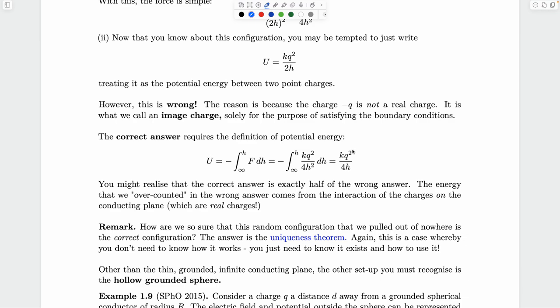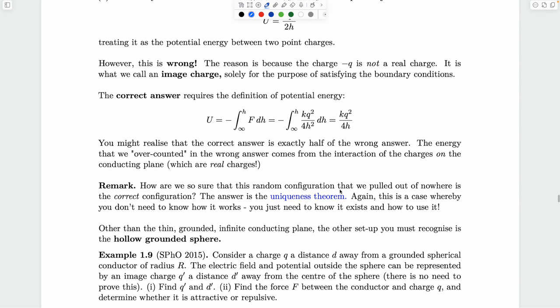So the moral of the story is it's not a real charge. So be careful what you're doing. If you're applying a formula that assumes a real charge, it's probably wrong. You need to start from first principles. That's the moral of the story.